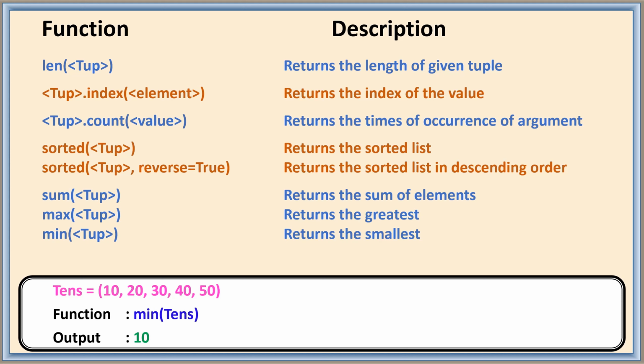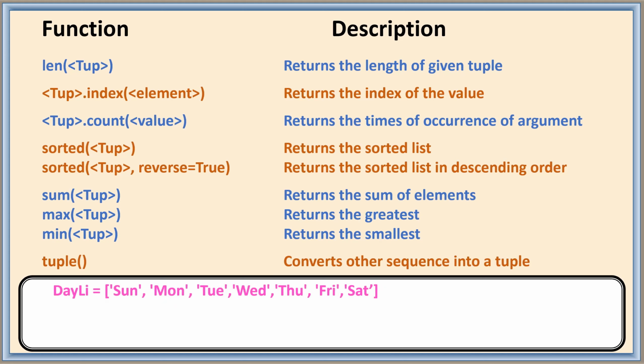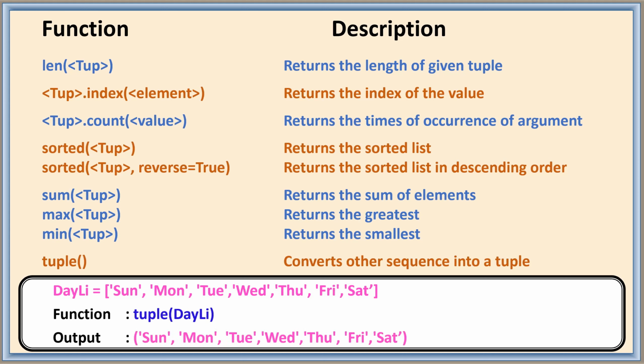At last we have the tuple function, which converts any other sequence into a tuple. For example, I have a list here, day li. See there, it is a list, not a tuple. Now I give tuple of day li, and it returns a tuple. If it is a string that you are changing into a tuple, each element, that is each character, will become one element, and it returns a tuple.